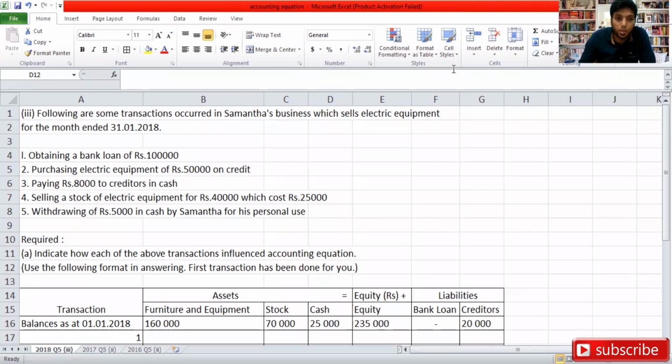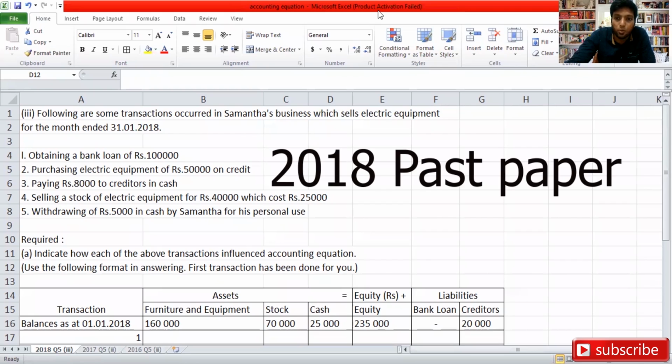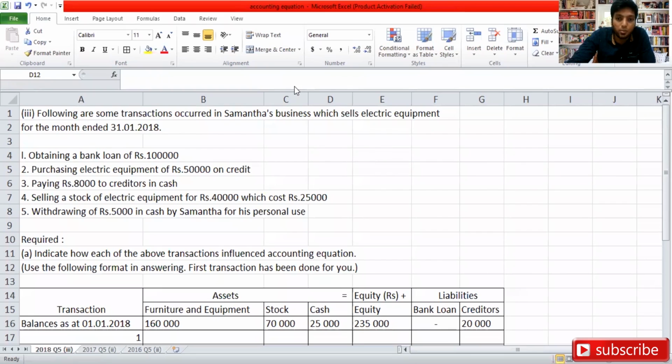So let's move on to the topic. This is a 2018 past paper which I'm going to do now. Before we move on, I want to remind you of something. The examiner is testing this area most probably in the papers of 2000-something, in question number 5, Roman number 3. It can be 2017, 2016, or 2018. Let's move on to the question now.